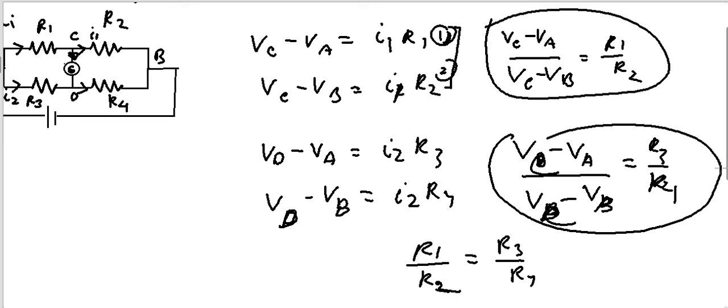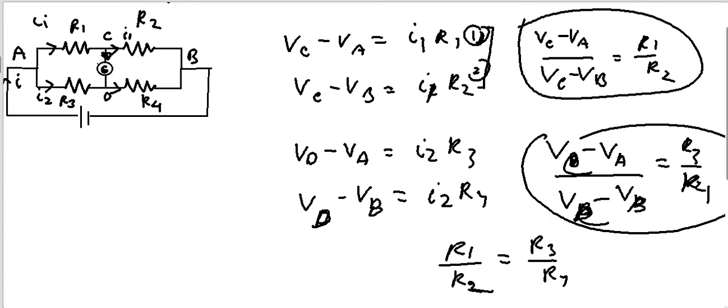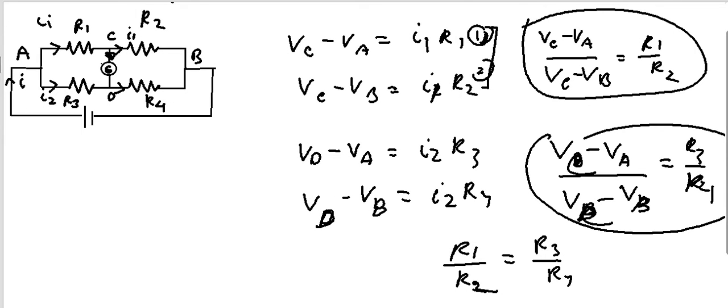So therefore in a Wheatstone bridge setup, this relation will always be satisfied, R1 by R2 is equal to R3 by R4. And so if I don't know the resistance of one resistor and I know the other three, I can compute the resistance of that resistor by knowing the other three resistances.